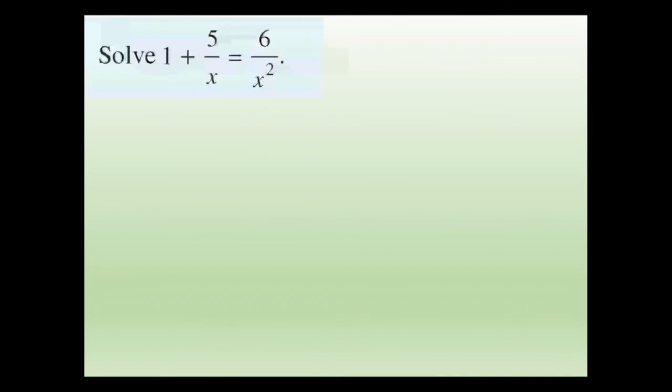Let's do this one. Solve 1 plus 5 over x equals 6 over x squared. Like what I did previously, multiply everything by x squared. So therefore we have x squared plus 5x equals 6. I'll write it down. Multiply by x squared, both sides. So therefore we now have x squared plus 5x minus 6 equals 0.